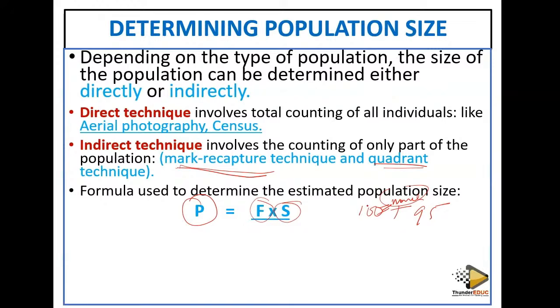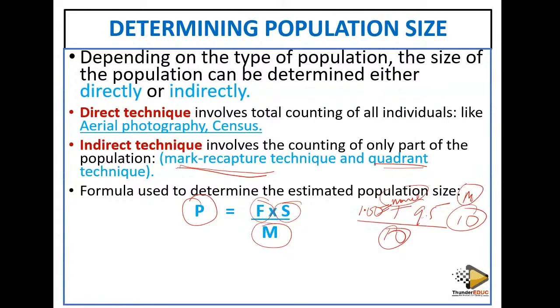Basically, you make sure that they don't have any side effect. Then you divide it by the number which were marked, meaning those recaptured in the second capture. You understand? So if out of 95, only 10 of them were recaptured, then you're going to divide by 10, meaning that out of 95, 10 were marked.